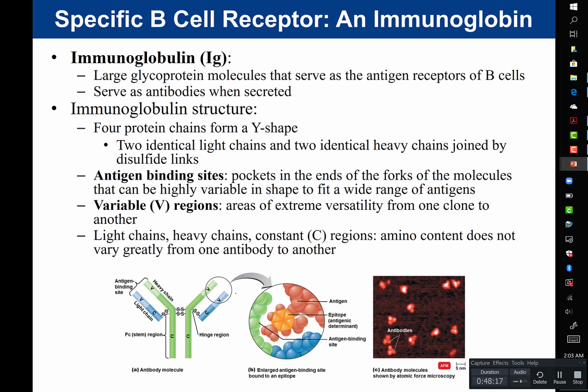So IgG is going to have a very similar constant region. IgM is going to have a very similar constant region. The part that varies between one antibody and another is going to be the variable portion. That's the part that binds to the antigen, and that's the part that's really going to vary.